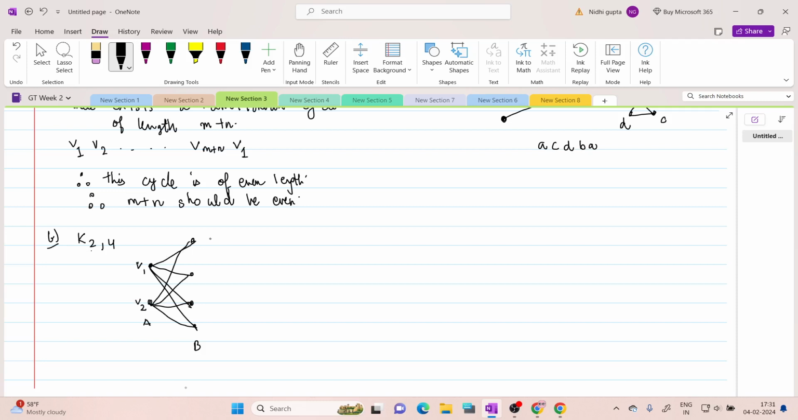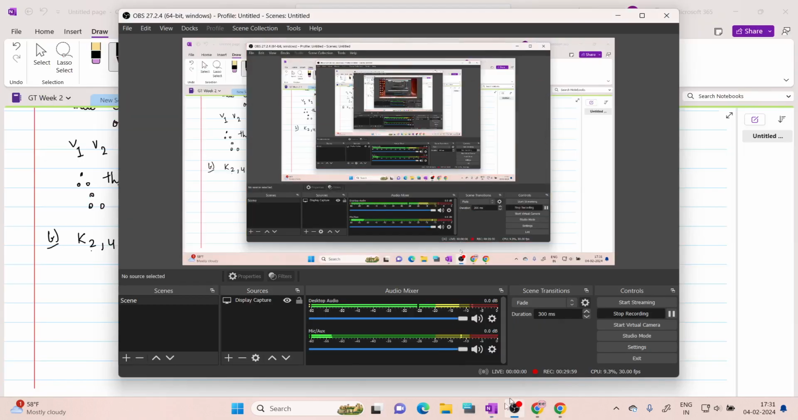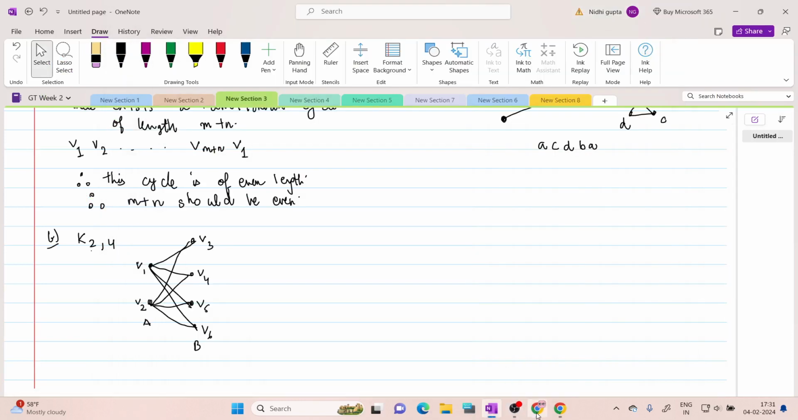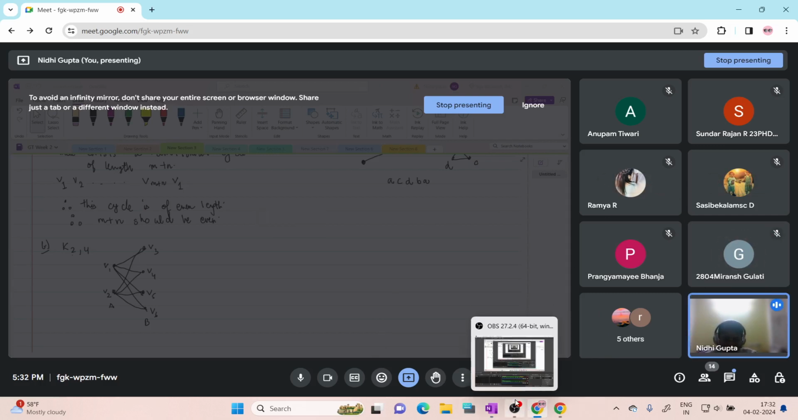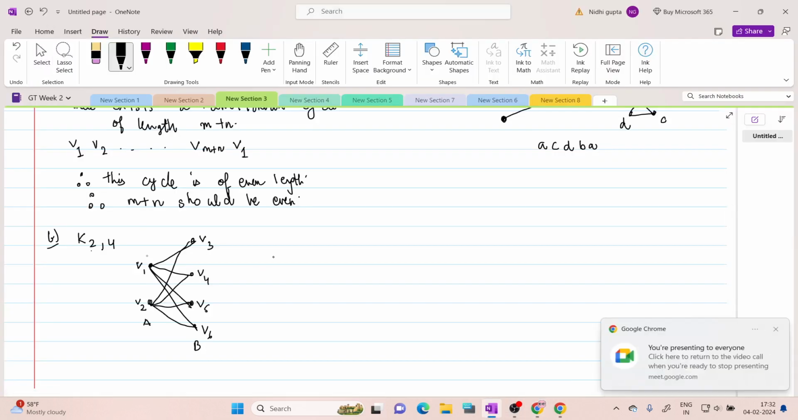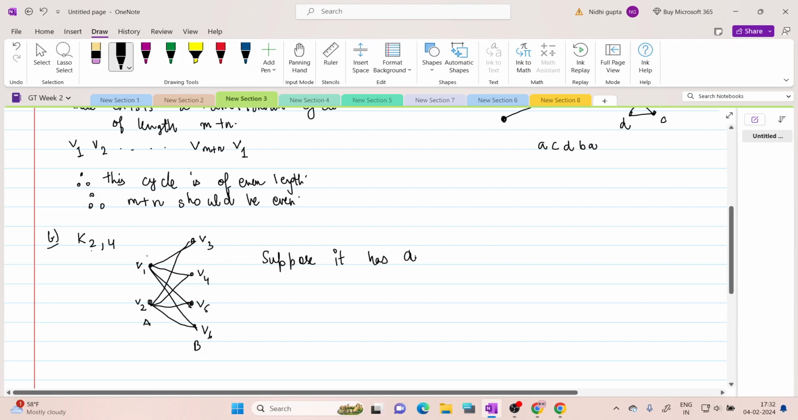What do you think? Is K_{2,4} Hamiltonian? No. Why? Because according to the bipartite graph definition, we have to again switch to the A set, and the A set doesn't have enough vertices to match it up. Yes, good, you're right. So basically, what is he saying? Suppose it has a Hamiltonian cycle. We'll prove it by contradiction. It has a Hamiltonian cycle.